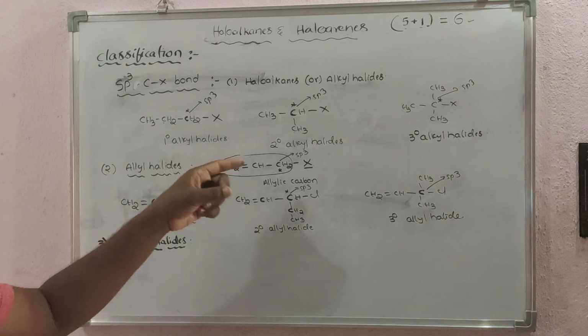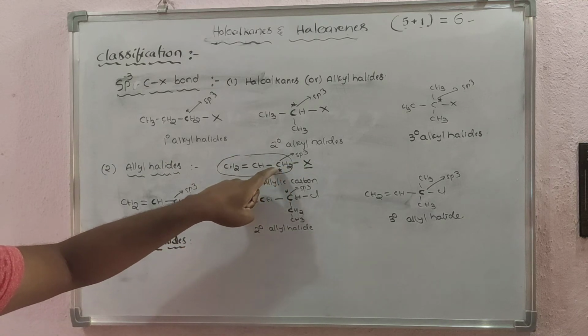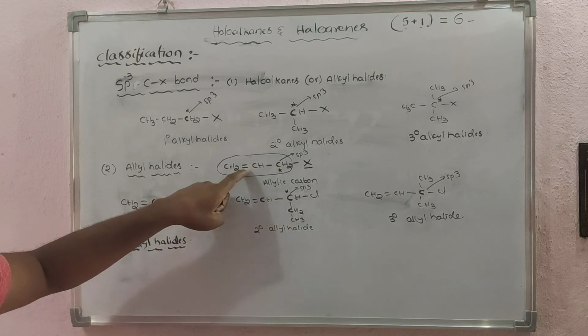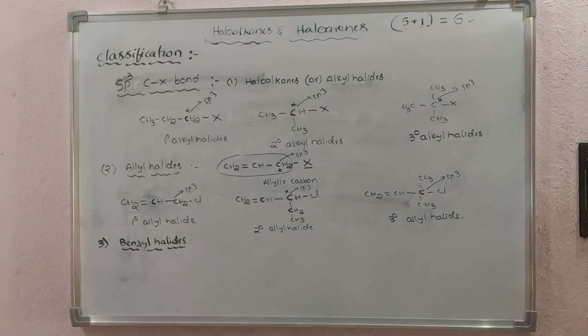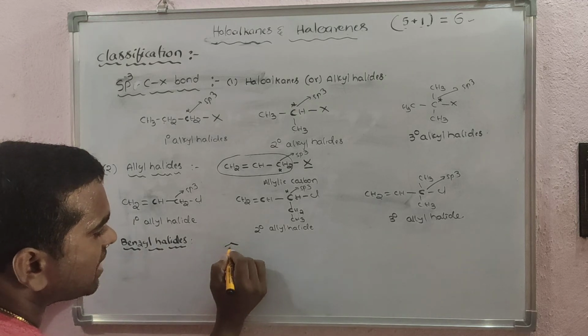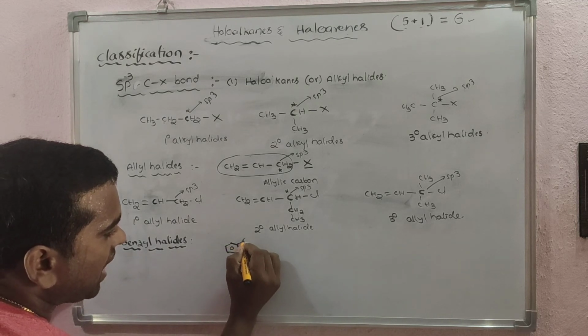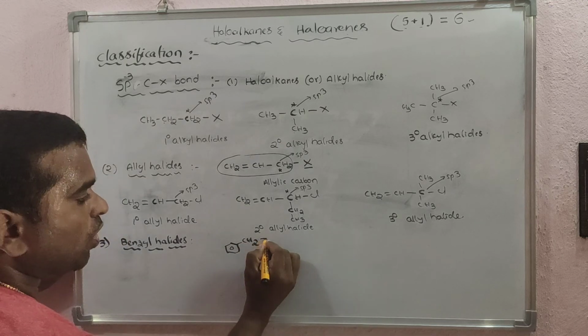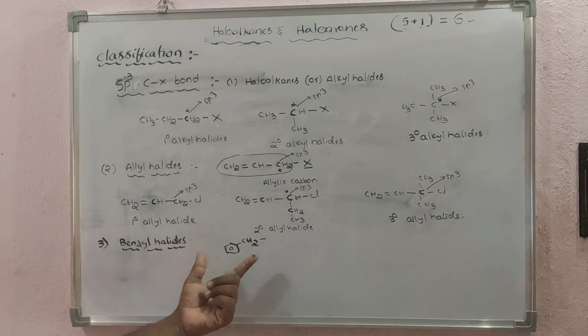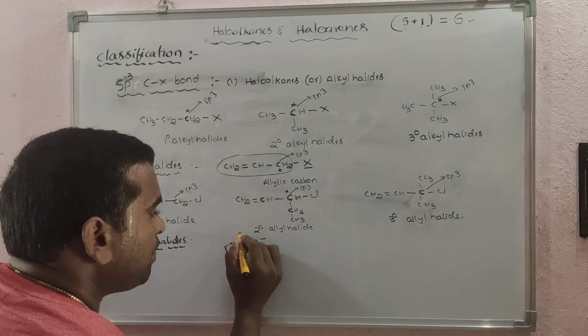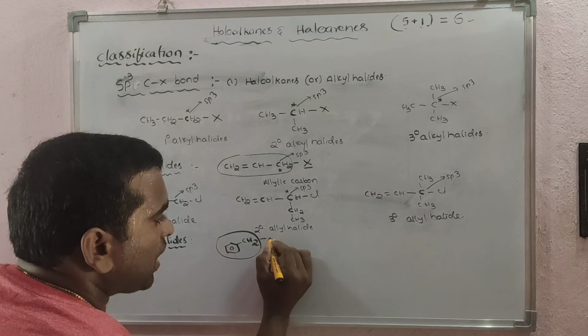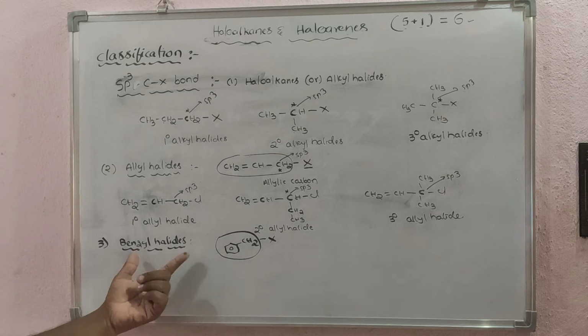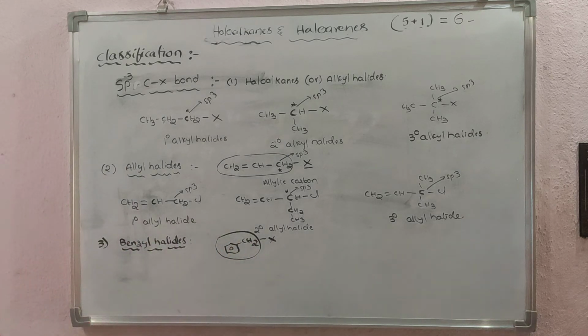Okay, so what is the allylic halide here? Chlorine is attached to the sp3 hybridized carbon, which is present just adjacent to the double bonded carbon. And now, what is benzyl halide? Benzyl halide means a benzene attached CH2 group. We will call this a benzyl. This is benzyl. Clear? To the benzyl, if a halogen is there, that compound we will call a benzyl halide.